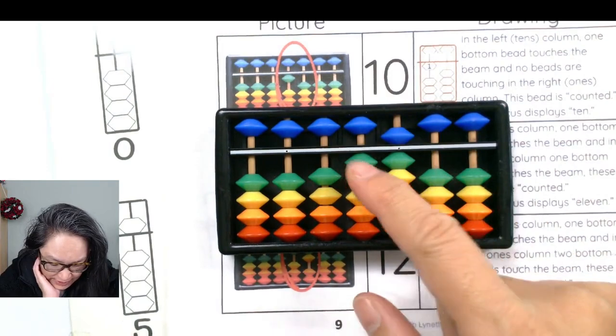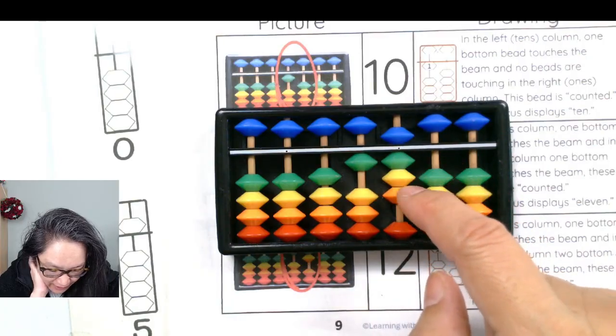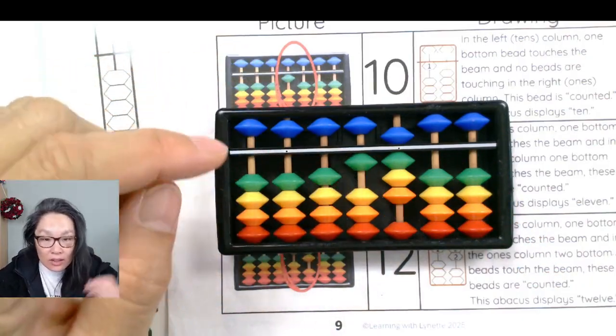So the question would be, what happens when we have this? Well, this is 18. How do I know this is 18? Because we have 5, 6, 7, 8, and then this is 1. So this is now considered 18.